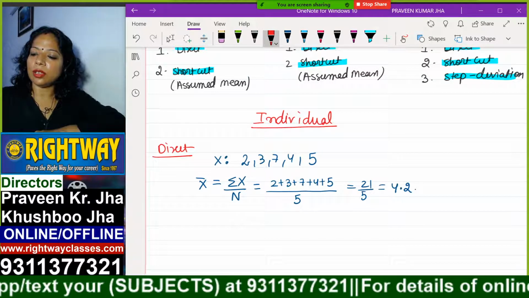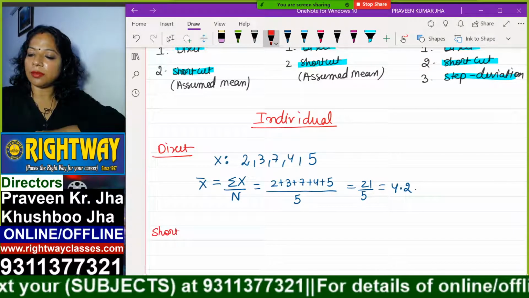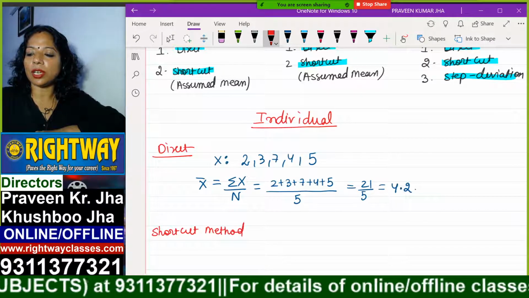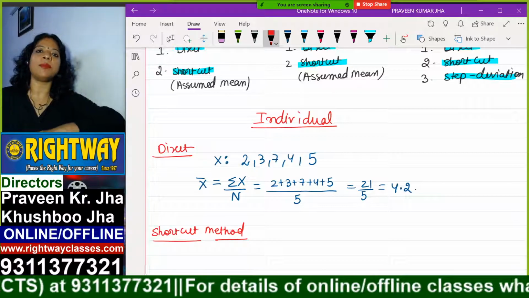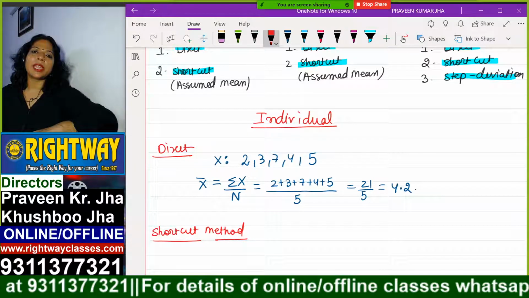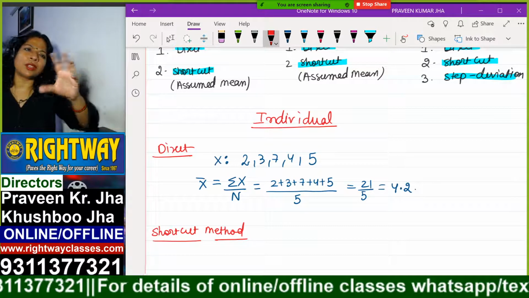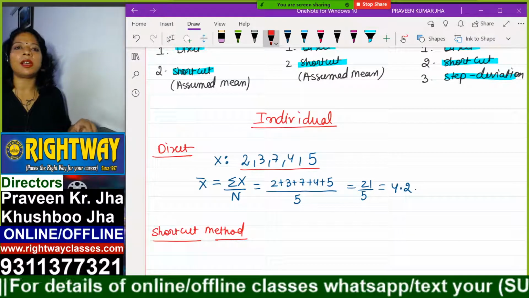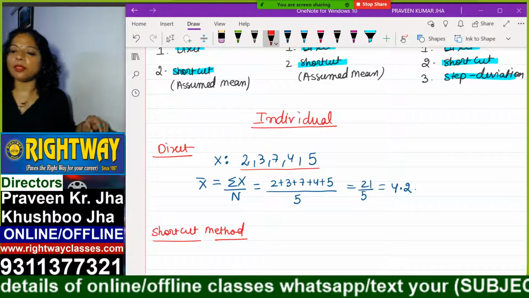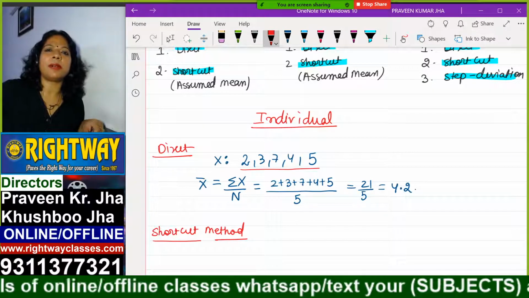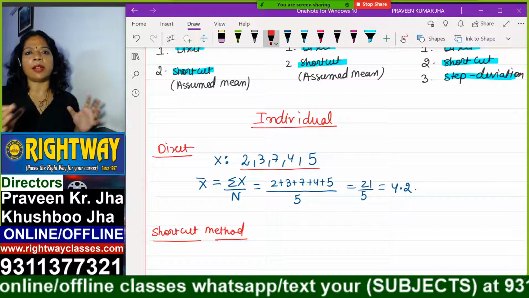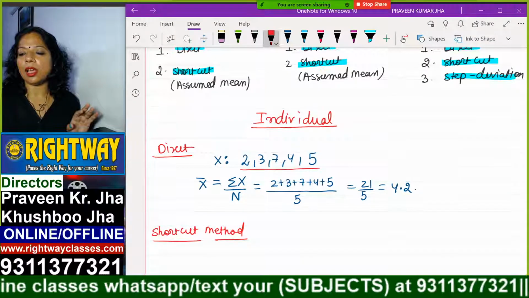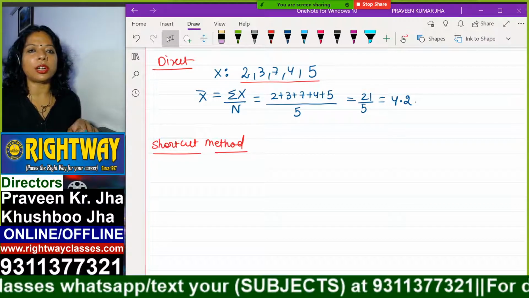Next is the shortcut method. There will be no method mentioned in your question by which we have to find the mean, but we can decide based on the size of the data. Suppose there is very little data, only single digit or double digit numbers. That is easy, just add all the values in a single go. Then we will use the direct method, or we can do the shortcut method also.